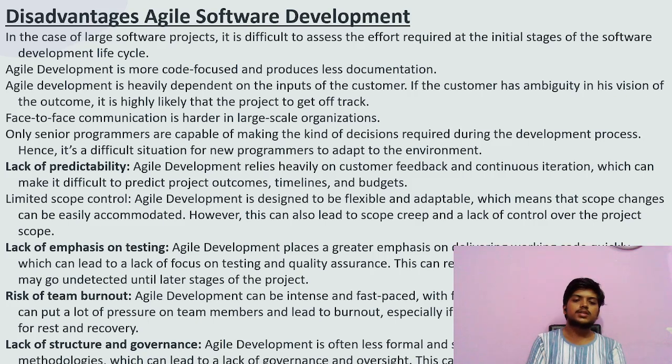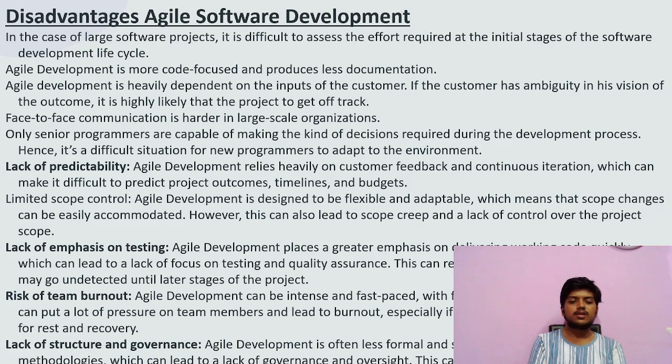Lack of emphasis on testing: agile development places a greater emphasis on delivering working code quickly, which can lead to a lack of focus on testing and quality assurance. This can result in bugs and other issues that may go undetected until later stages of the project. The risk of team burnout. Agile development can be intense and fast-paced, with frequent sprints and deadlines. This can put a lot of pressure on team members and lead to burnout, especially if the team is not given adequate time for rest and recovery.